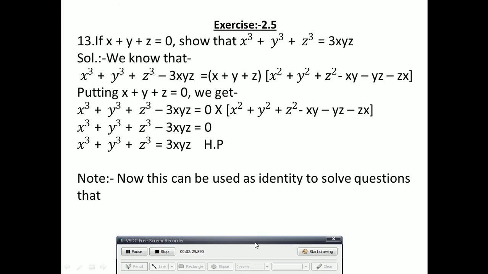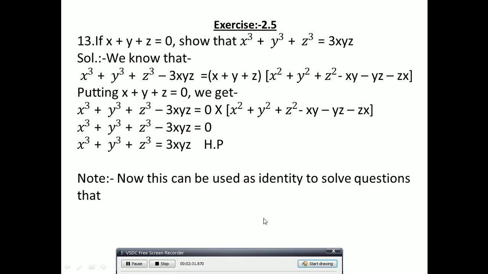Students, now this can be used directly in questions. That means if x plus y plus z is equal to 0 in the question, then x cube plus y cube plus z cube will be equal to 3xyz, because we have already proved it in question number 13. Is it clear? You can take a screenshot of this question.